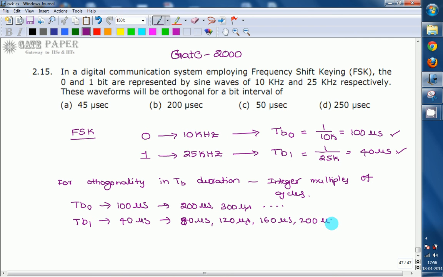If we observe the integer multiples of both bit durations, for 100 microseconds they are 200, 300 and so on; similarly here 80, 120, 160, 200 microseconds. This 200 microseconds is common to the bits for 0 and 1. At 200 microseconds both the bits are orthogonal to each other. So the answer is 200 microseconds. At the interval of 200 microseconds, these waveforms are orthogonal.